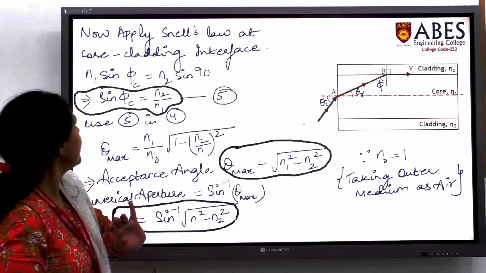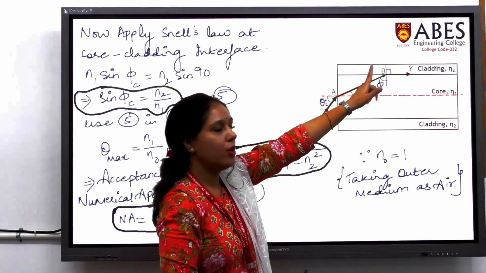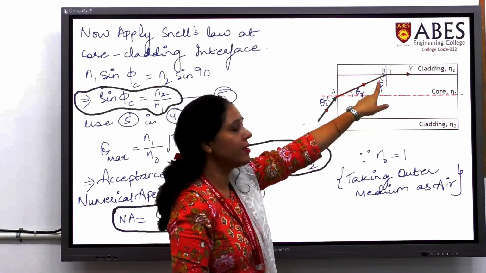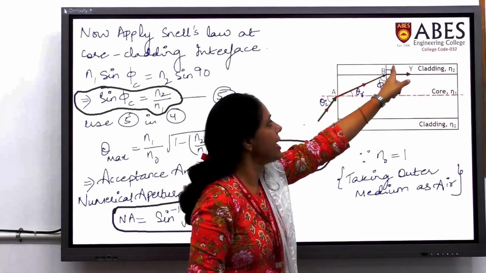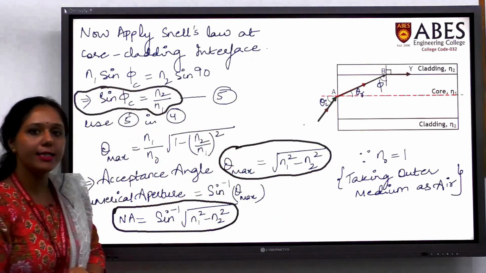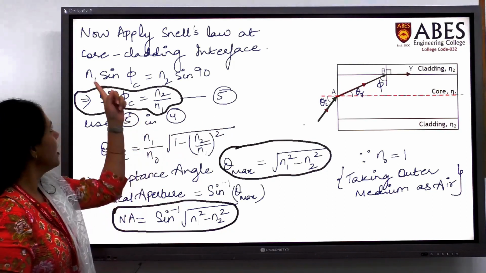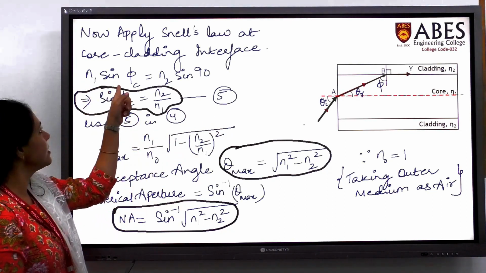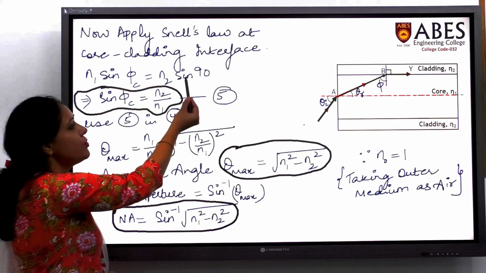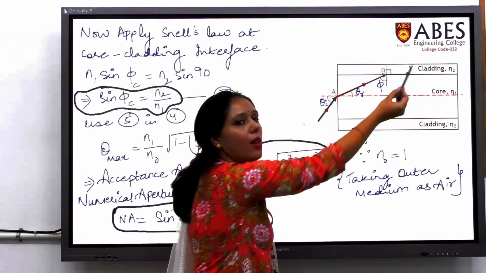Now we are going to apply Snell's law a second time, at the core-clad interface. So core refractive index, the angle associated with it, then cladding refractive index and the angle associated with it. So we can see n1 sin phi c equals n2 sin 90. The angle in the cladding is already 90 degrees because the ray is now going along the axis.